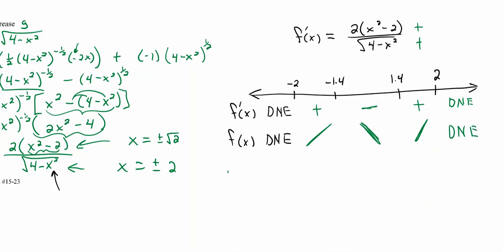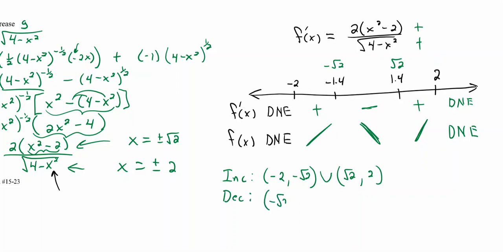All right, so this thing is going to be increasing on the interval from negative 2 to negative root 2, unioned with root 2 to 2. And then this thing is decreasing on the interval from negative root 2 to root 2.